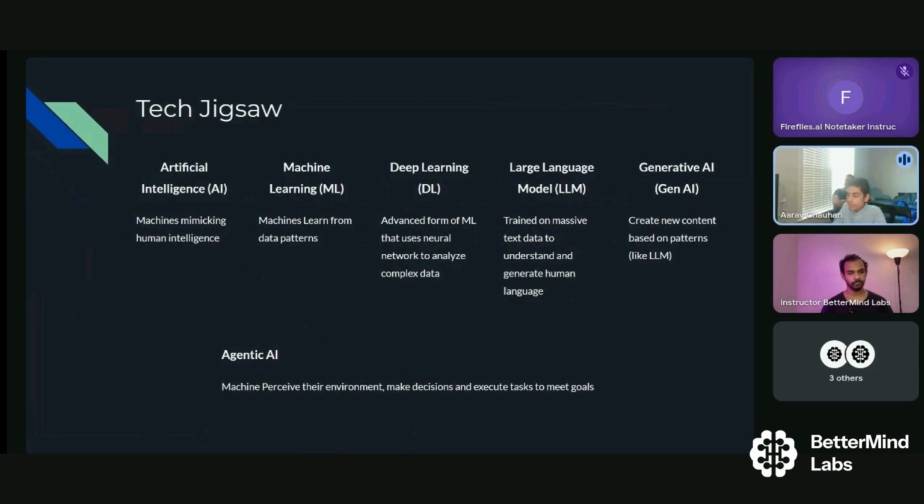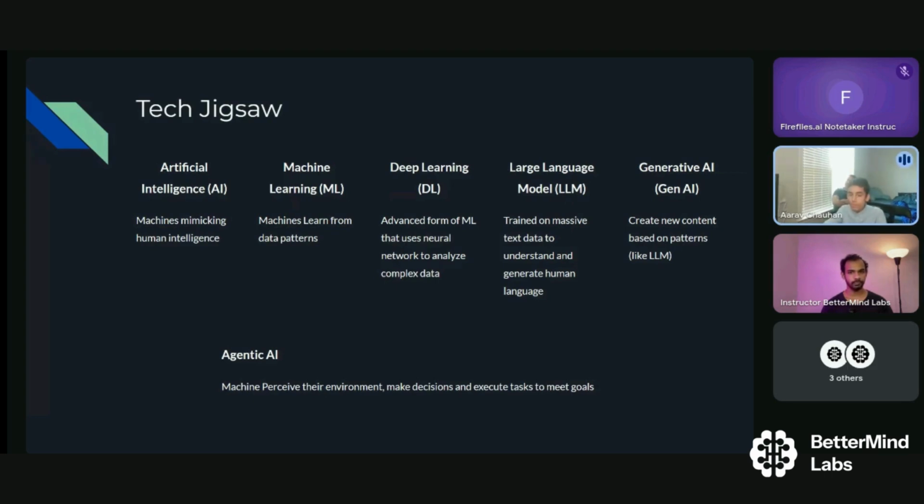So currently, artificial intelligence is machines mimicking human intelligence. Machine learning, which we're doing today, is a machine learning from data patterns. Deep learning is an advanced form of machine learning that uses neural networks to analyze complex data. A large language model is trained on massive text data to understand and generate human language. Generative AI creates new content based on patterns, like an LLM. And agentic AI is where a machine perceives its environment, makes decisions, and can execute tasks.